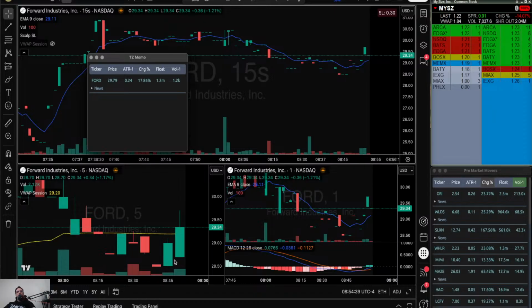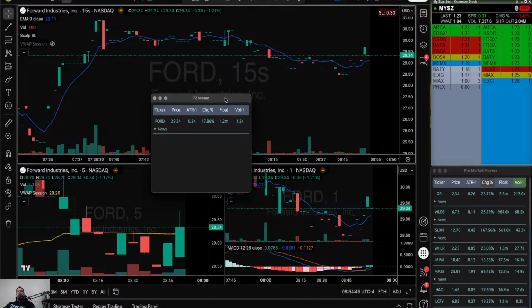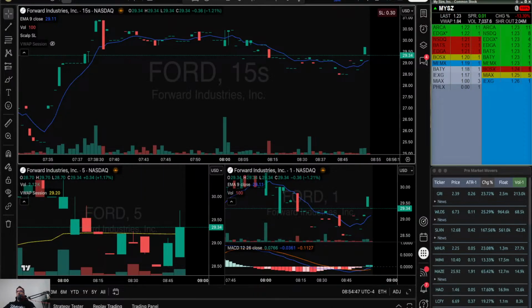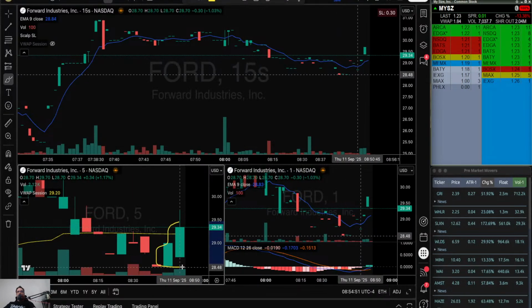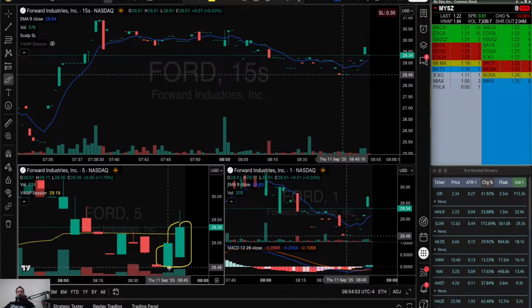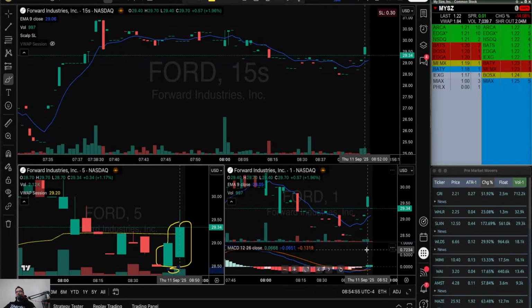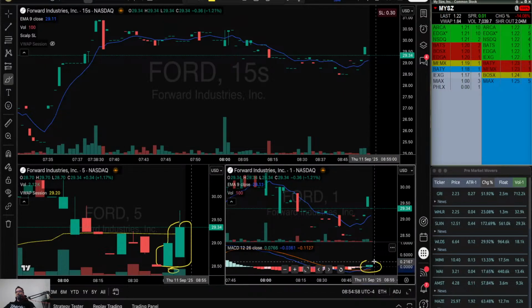The 5 minutes looking good. I might have to rewrite that so we can catch some earlier code, earlier moves. And then the 1 minute. If you look at the 1 minute, Ford showed up, and the reason it showed up is because for one, the 5 minutes is looking good with volume. That's looking good. The 1 minute, the MACD is curling up.